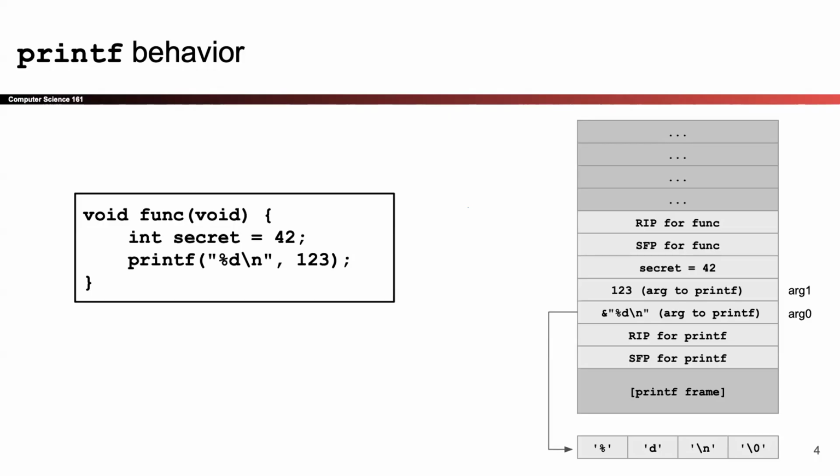If that string had %d, %s, %d, then it would go looking for 3 more arguments, not 1 more argument. It would treat the first one as a number, the next one as an address of a string, and then the next one as a number. So it uses the format specifier to figure out how many arguments are presumably, hopefully, present. Okay.